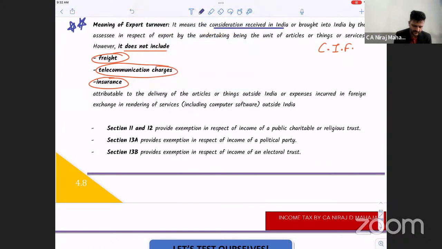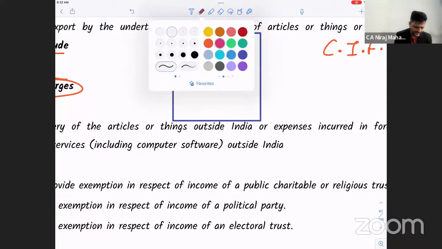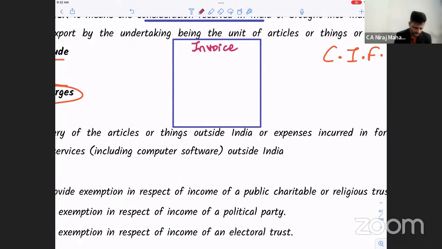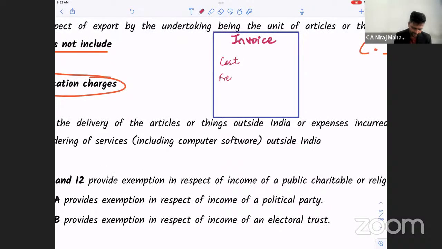So imagine, let us say a company in India does an export. Obviously, it is going to raise a sales invoice. In that sales invoice, they can give the breakup. Actual cost. Then freight, which means transport. Then add some other extra charges, communication charges, I'm just giving you an example. Add insurance. Miscellaneous expenditure. This is my billing amount.